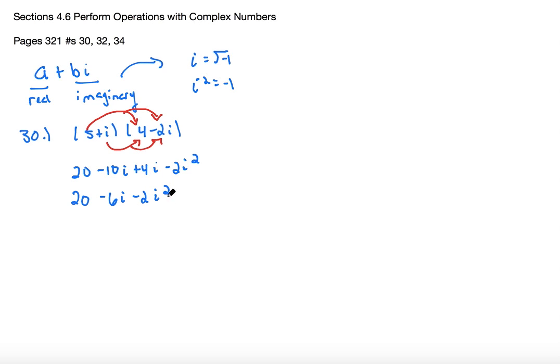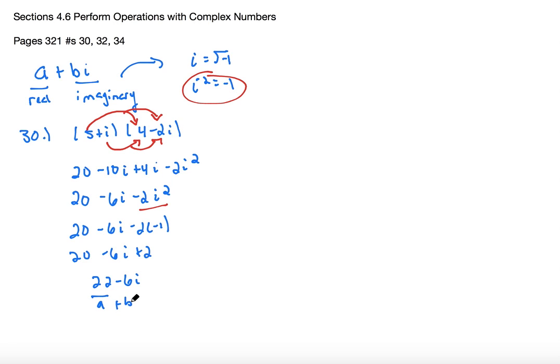And then our last step is, we can't leave i squared in our answer because i squared is -1. So we need to rewrite this by taking out the i squared. We have 20 minus 6i minus 2 times -1. So we have 20 minus 6i plus 2. And then combining like terms, we have 22 minus 6i. And notice how we always write the real part first and the imaginary part second. So this is how we always write our answer, 22 minus 6i.